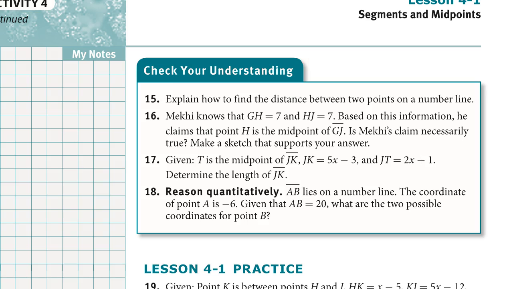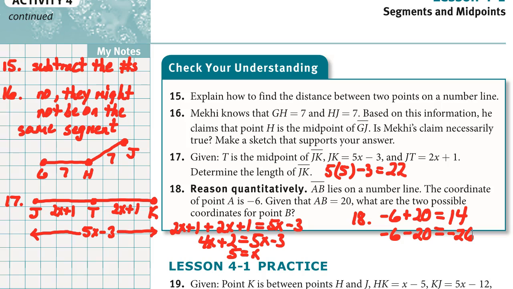Here are some check your understanding questions. I'll pause the video for you to work on these. And here are the answers. Number 15, explain how to find the distance between 2 points on a number line. Up here on the left side is the answer. You subtract the numbers. If one point is located at 2, the other point is at 10, subtract them, 10 minus 2 to get 8.